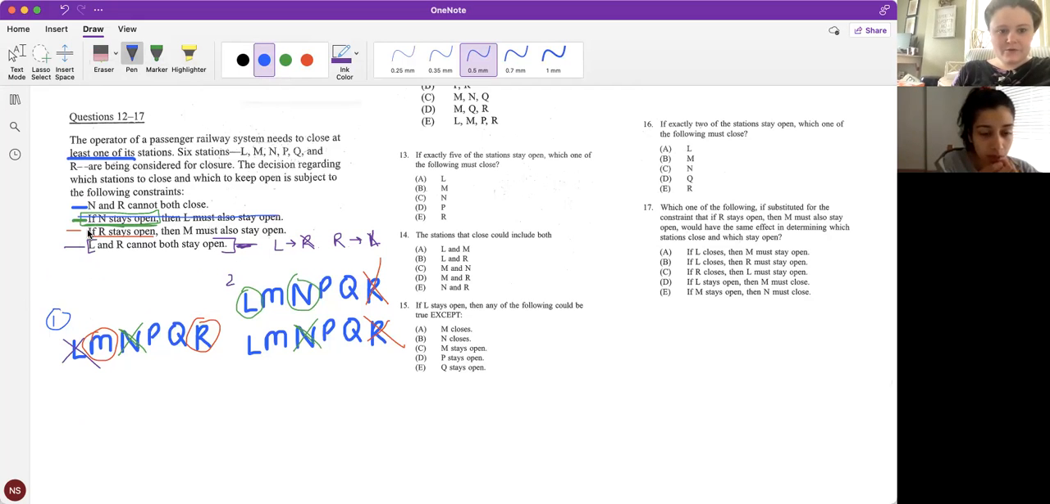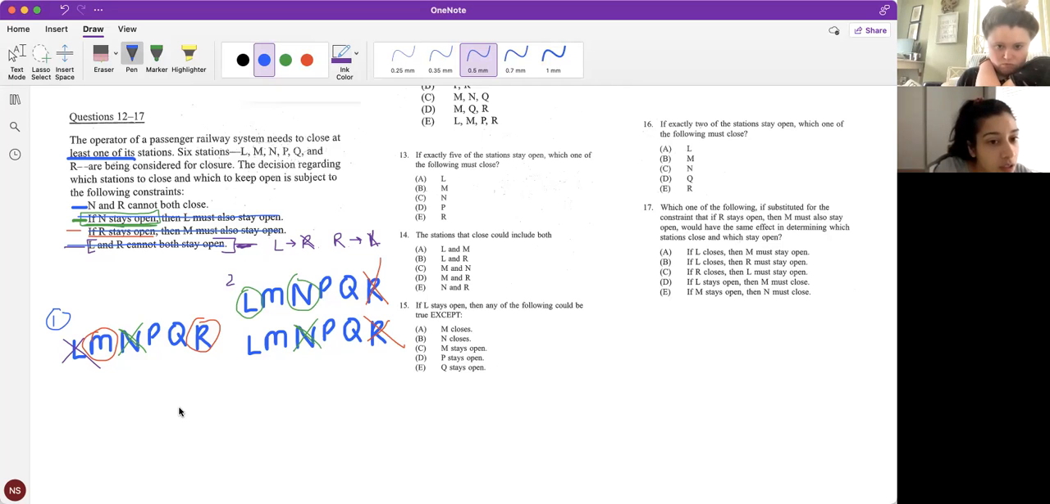So we have the second rule, the third rule, and the fourth rule all taken care of. And so what does the first rule mean? Okay, so the N and R cannot both close, which means one of them needs to stay open. So in conditional, it would be if N was X'd, then R is open, or if R is X'd, N is open. Excellent.